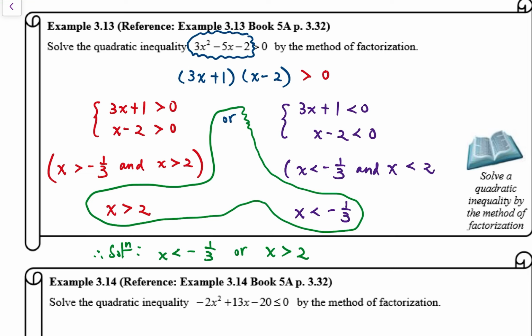So here we make use of the method of factorization. Both positive will give us positive, so that's why we have the compound inequality in red on the left, or both negative, both factors are negative, so we have the compound inequality on the right.